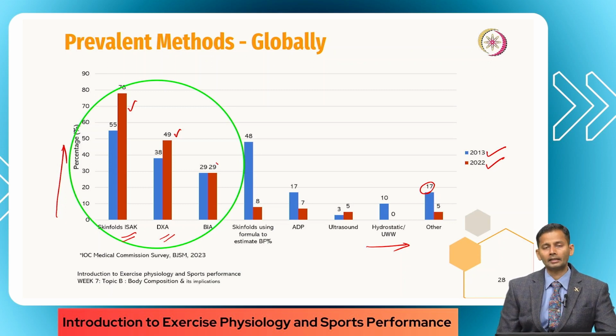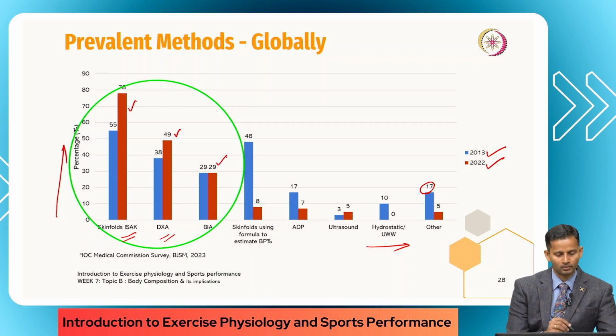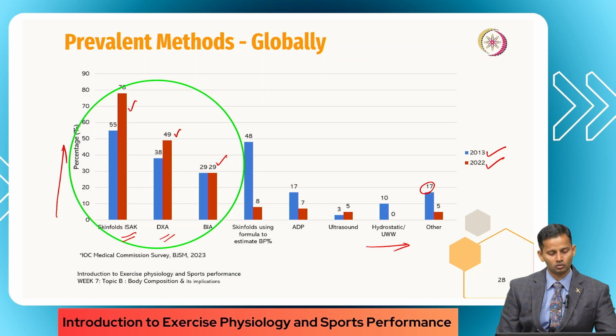And bioelectrical impedance analysis has been used, and it's been almost the same in terms of utility. So these three are the most prevalently used body composition assessment methods in sports globally.